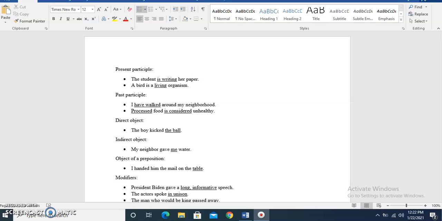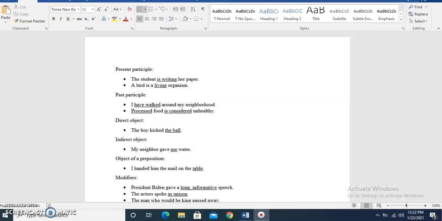Just to make this a little bit more complicated, you have what's called an object of a preposition. And like we talked about earlier in the learning activity, a preposition is going to be kind of like a placement word, like in or above or on or through, any of those sorts of words. So anytime you have a preposition connected to some object, a noun or a pronoun, we would call that the object of a preposition.